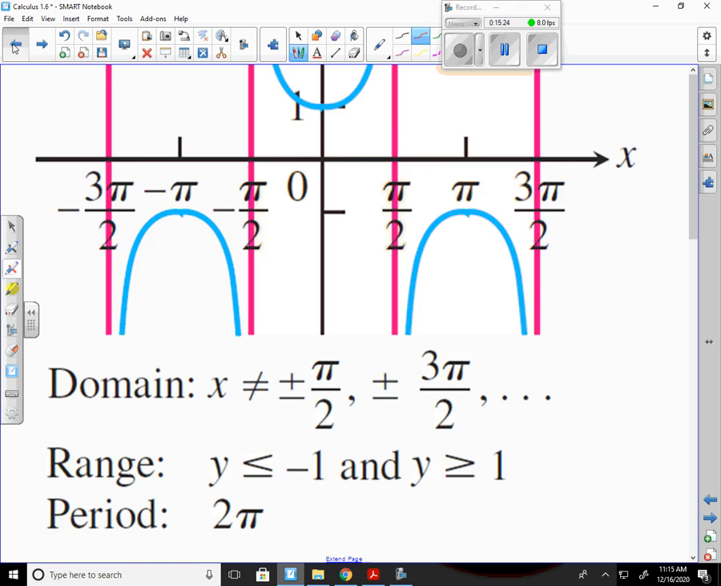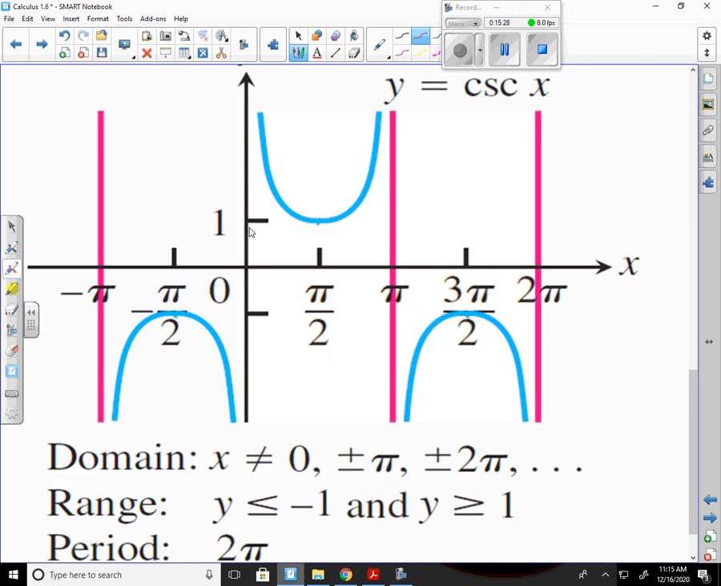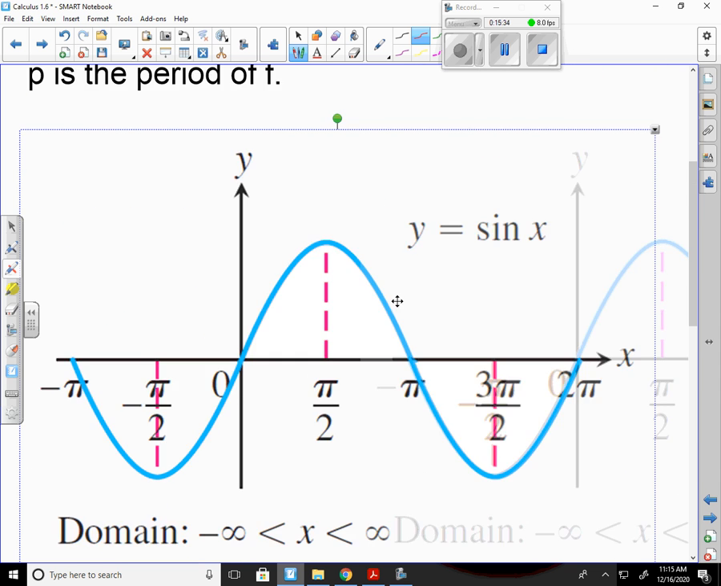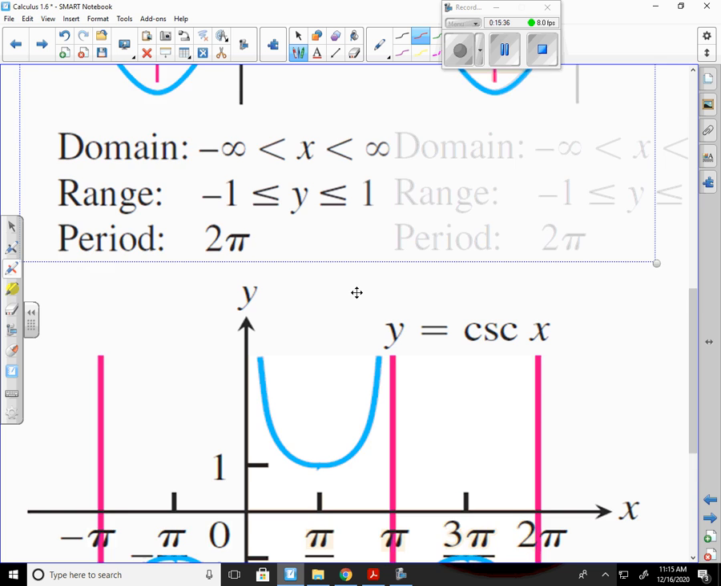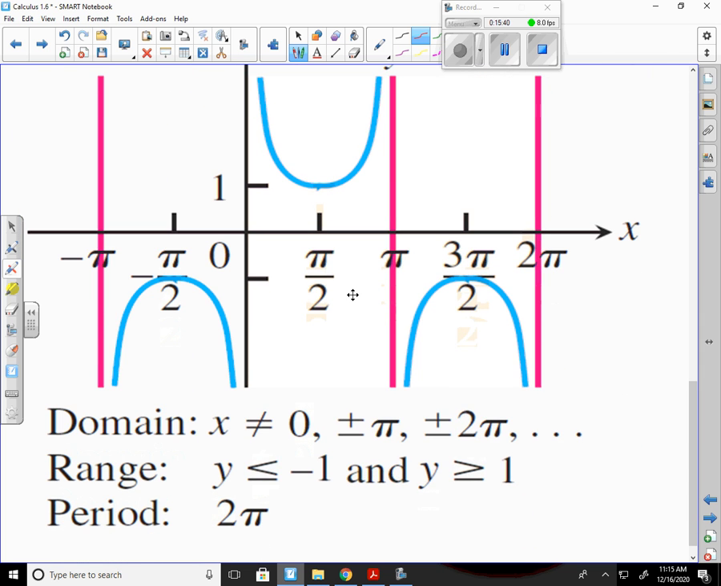While we're at it, we might as well go back to the last one and look at my cosecant. Cosecant, you'll remember, relates to sine. The cosecant is 1 over sine. Our period for the cosecant is 2 pi as well. The range is y is less than or equal to negative 1 and y greater than or equal to 1. And my domain is the same as sine was.